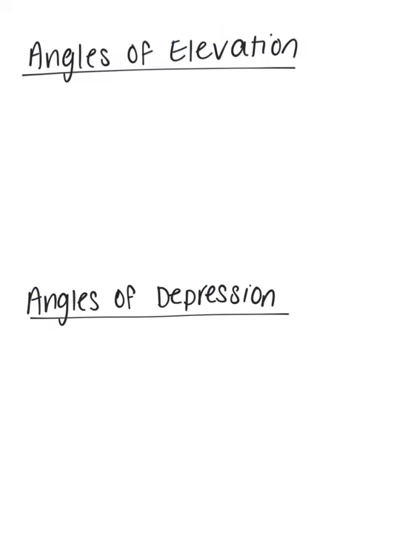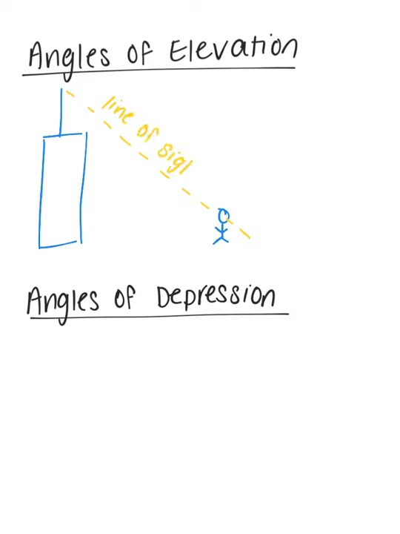Okay, so angles of elevation. Let's say we have a lighthouse. Don't mind my terrible drawing of this lighthouse here, okay? We have a lighthouse, and then we have somebody that's standing on the ground looking to the top of the lighthouse. Okay, so their eyes are looking at the top of the lighthouse, okay? This line that connects the person on the ground, or the object on the ground, to the object that's in the air or taller, the top of the object, whatever it may be, is called the line of sight.